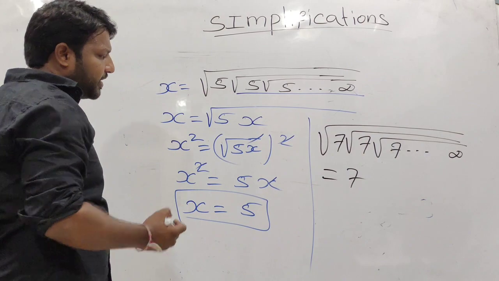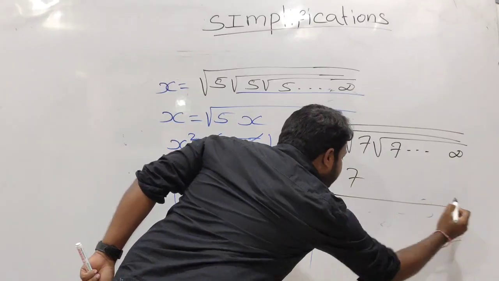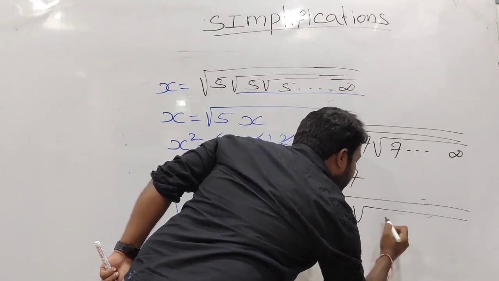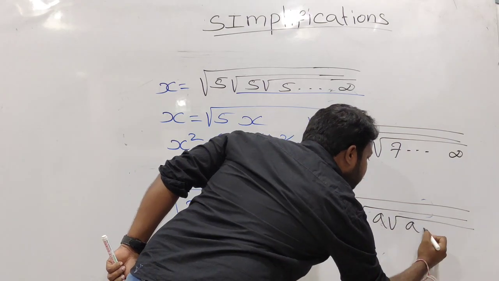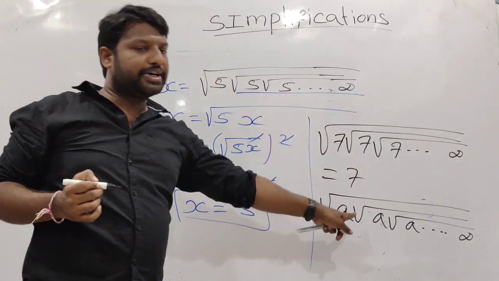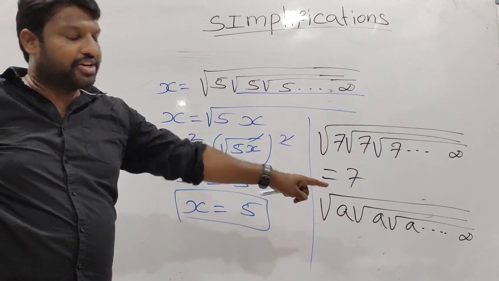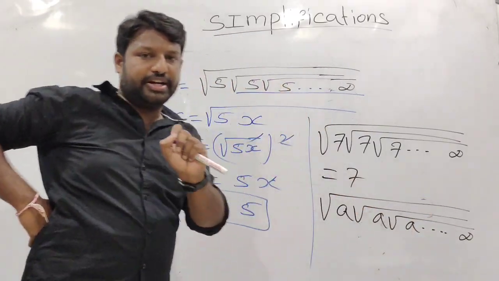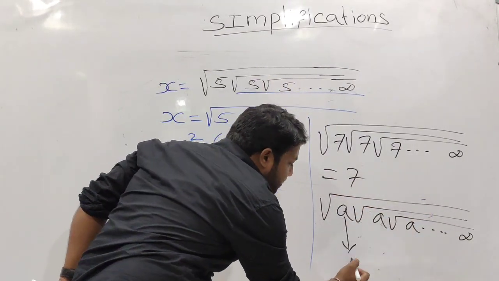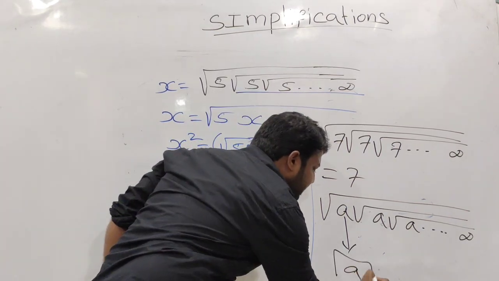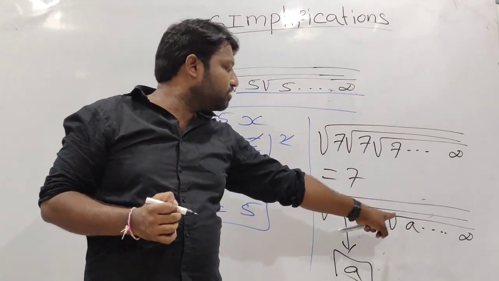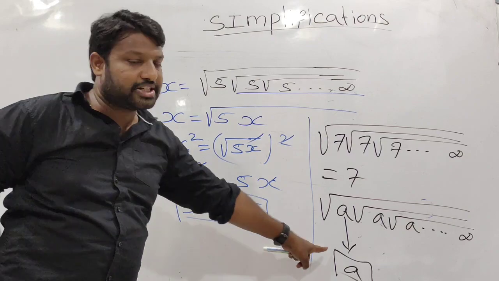So we can say a generalized statement like this: root a into root a into so on up to infinity. If the terms are continuous up to infinity, the answer is directly this value. What is this? That is a. So the answer is directly a. You should remember this: root a into root a into root a into so on up to infinity is nothing but a.